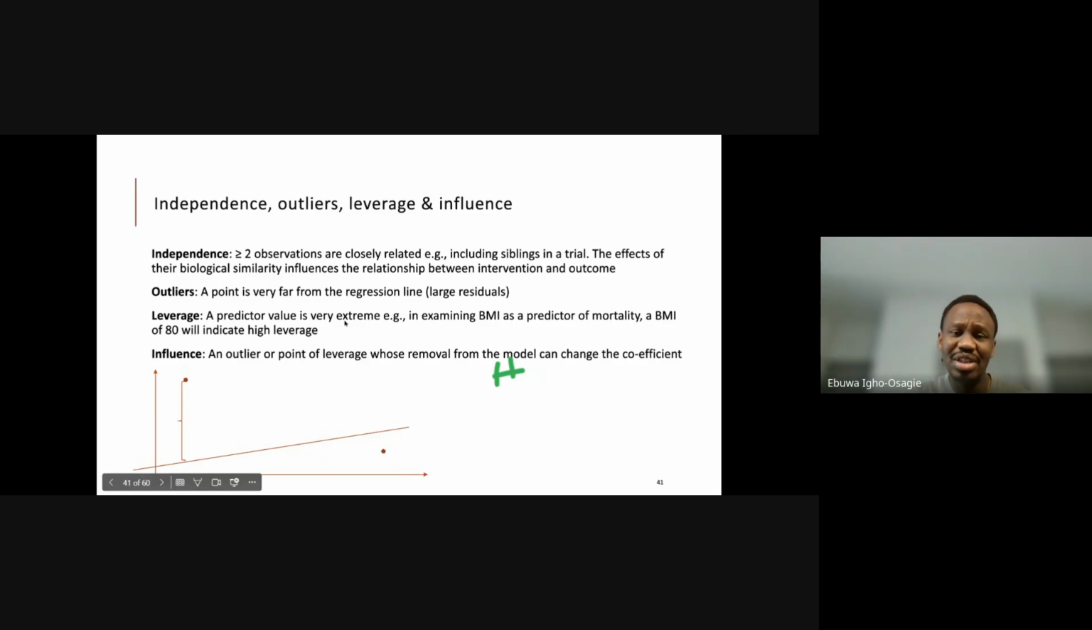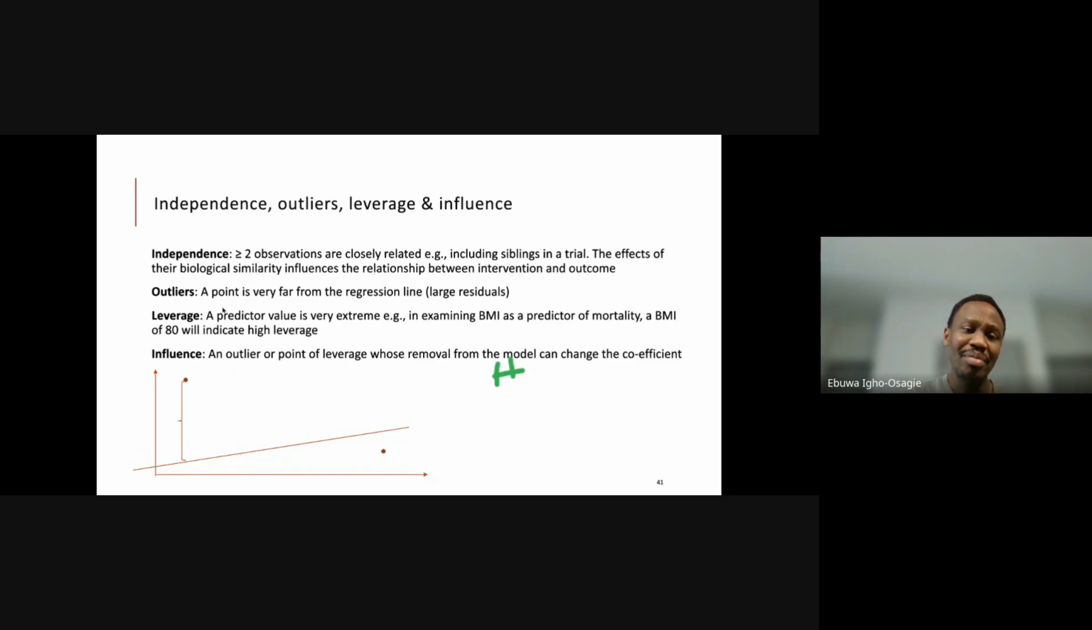For leverage, a predictor value is very extreme. In examining BMI as a predictor, a BMI of 80 would indicate high leverage. So basically, for your outlier, you're looking at either your X or Y, but for your leverage, you're mostly looking at your X variable. And you're saying, this X is very large. And because you're predicting Y with X, that very large X variable would pull down or pull up your Y because of how extreme it is.